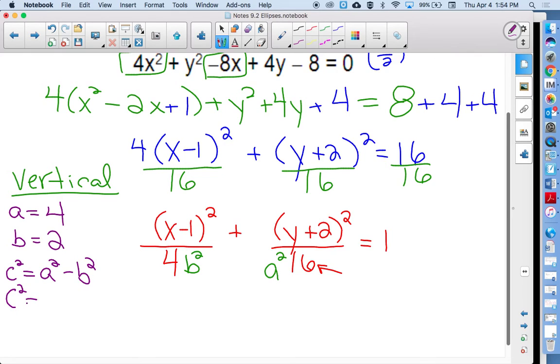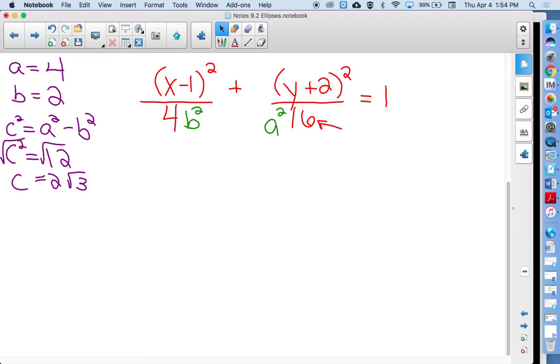And that would, c squared would equal 12, and then it would be 2 times the square root of 3. Thanks, Brandon. So you're taking the denominators and subtracting them. So the distance of the major axis minus the distance of the minor axis. They're already squared. So you're just taking 16 minus 4, and he said that would be 2 square root of 3. So now see if you can get the center.